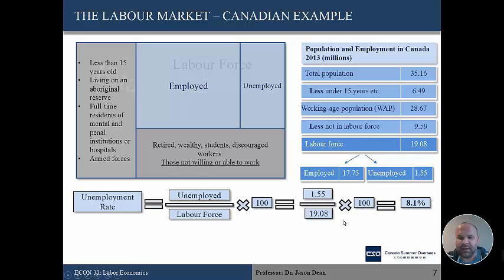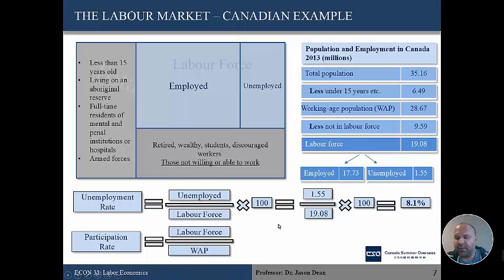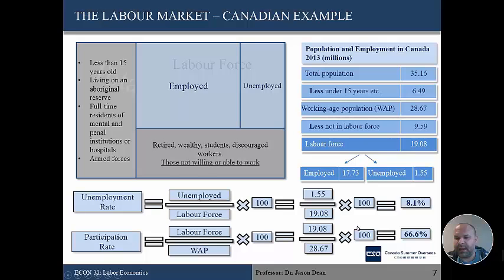The labor force is 19.08 million. Now the participation rate is the labor force divided by the working age population. So it's the proportion of this big square here, the working age population, that are participating in the labor force, you could say. Multiply that by 100, and for 2013 in Canada, we get 66.16%. Okay, so these are two very popular statistics, the unemployment rate and participation rate. Here are their formulas. And in 2013, they were 8.1% and 66%, respectively, in Canada.